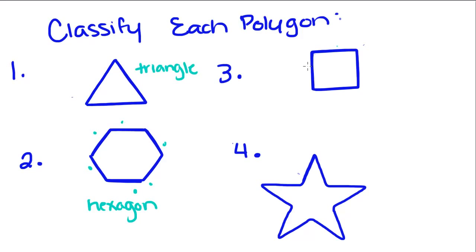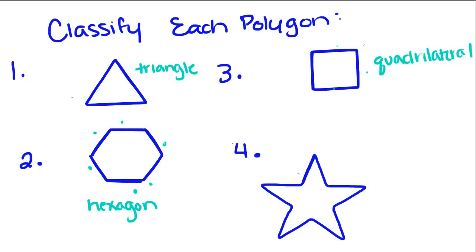So this has 1, 2, 3, 4 sides, and the correct name is a quadrilateral. I know it looks like a square, and it could be a square, but a square is a regular polygon, and we don't know that these are all the same size and that these angles are all the same measurement. So all we can call it is a quadrilateral right now.